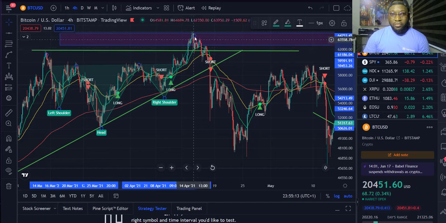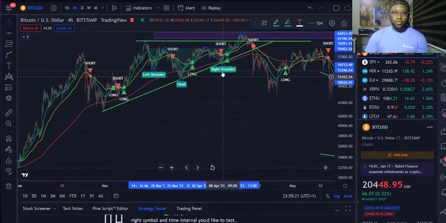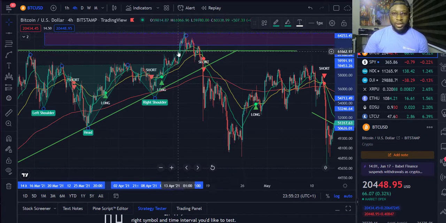We have a fake out. I'll say the fake out got broken, but did not hold and got rejected and started coming back down. So you have to wait for confirmation. When a coin breaks out, you have to wait for it to confirm that yeah, it has broken out.